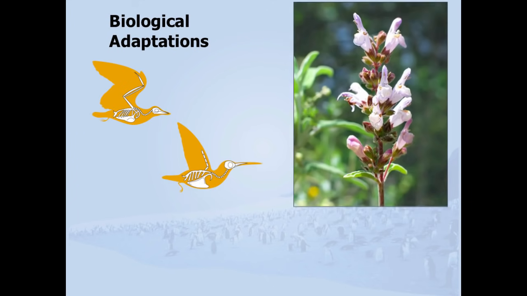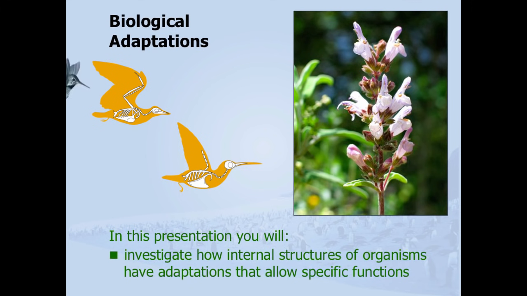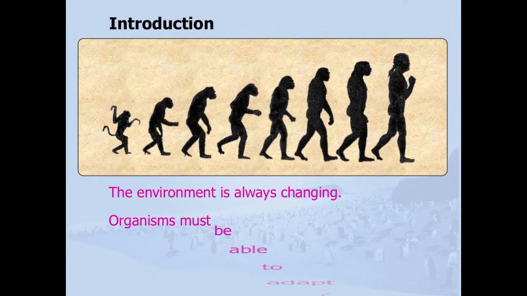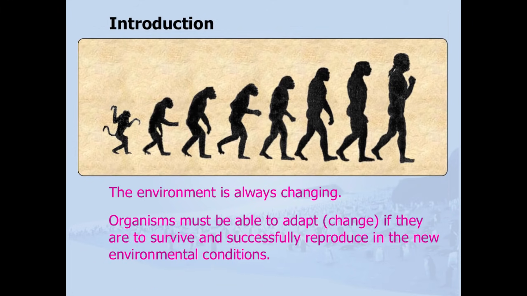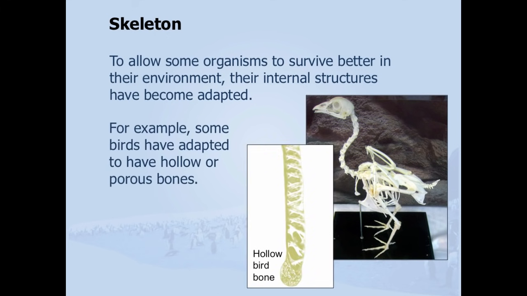All right, guys, so we are going to focus on the internal structures of organisms to allow for adaptations. So we know that the environment is always changing and that organisms have to be able to adapt to survive and to reproduce. The first internal structure that we're going to talk about is the skeleton. The skeleton allows organisms to survive better in their environment, and it is an internal structure that has been adapted.